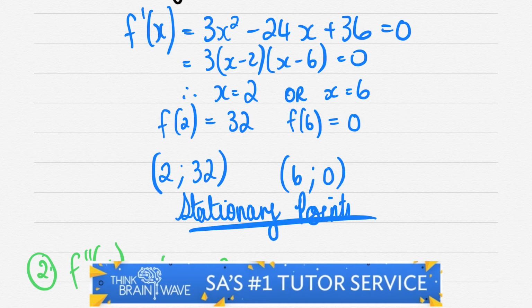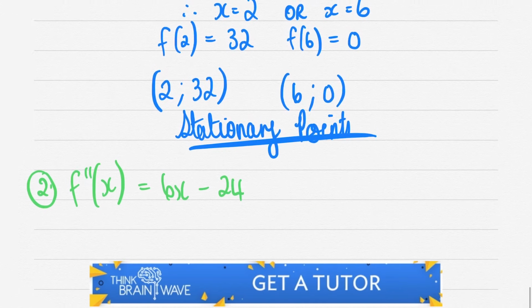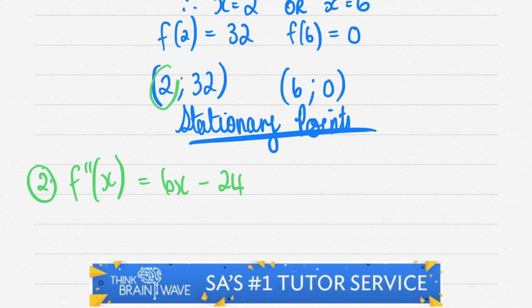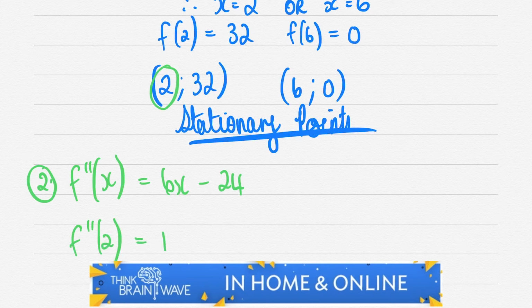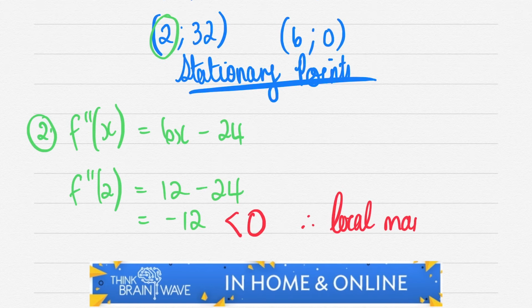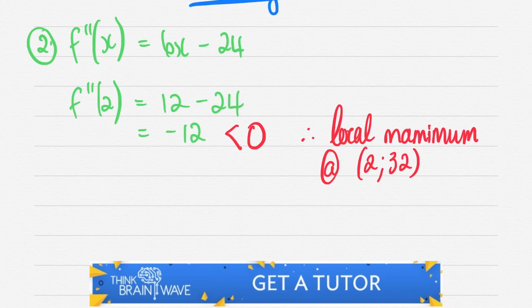Let's sub in the point of 2 into the second derivative. Now we're looking to see whether it is positive or negative. We can clearly see that 6 times 2 is 12, and 12 minus 24 is minus 12. This means that it is less than 0, meaning it's negative, and at this point there is a local maximum. The point (2, 32) is a local maximum.